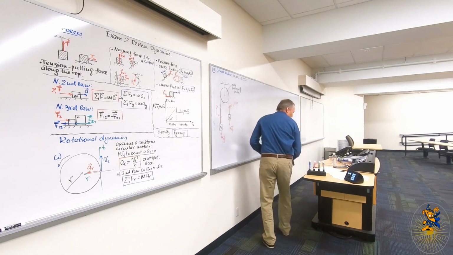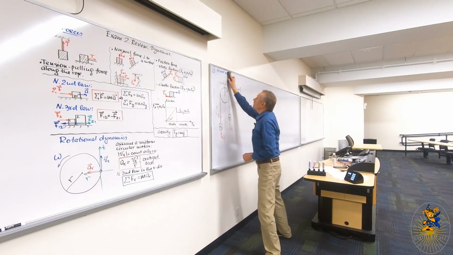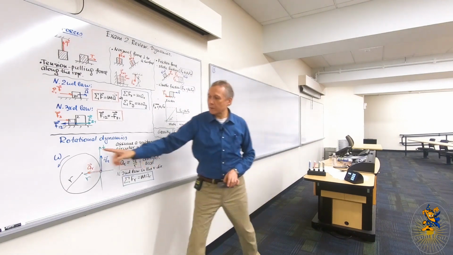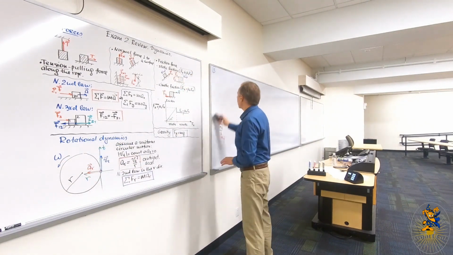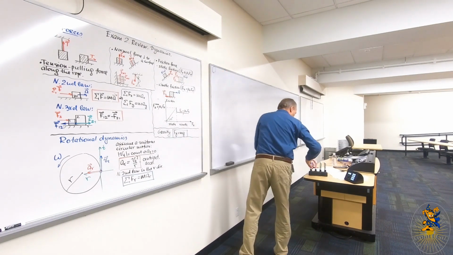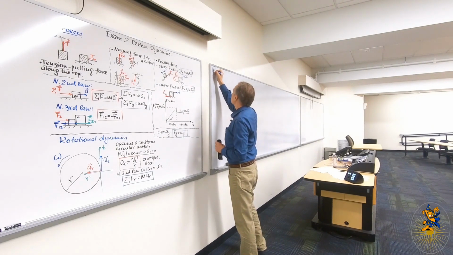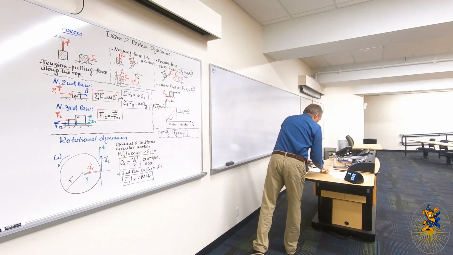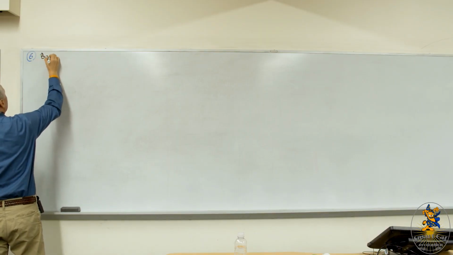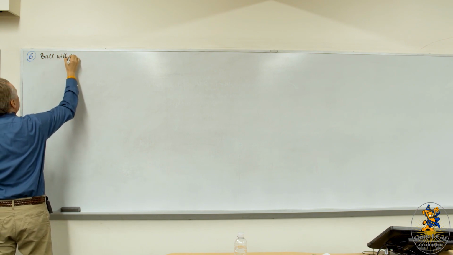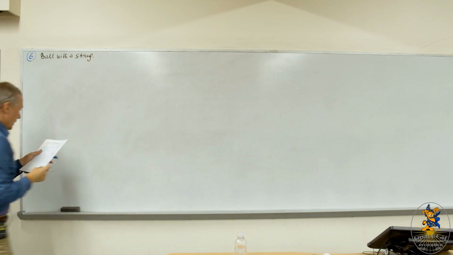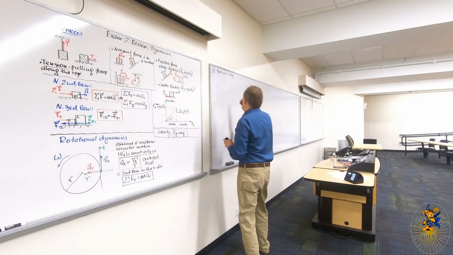So now the next one is what? Some object on a string, and we're going to spin it in a vertical direction. I mean, not in the vertical direction, in the vertical plane. So number 6. Ball on a string. Okay, let me draw the picture first, and then I will write down what is given.